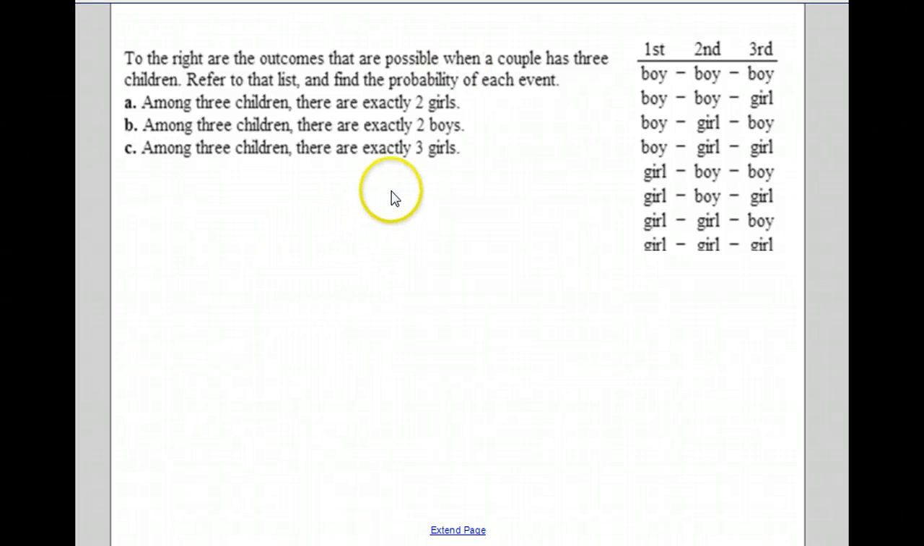Alright folks, this is some problems from your 4.2 homework. In 4.2, we're learning the differences between the classical approach to probability and the empirical approach. So I'm just going to give you a couple of examples of each. To the right, there are the outcomes possible when a couple has 3 children.